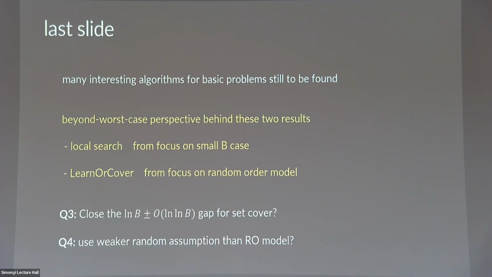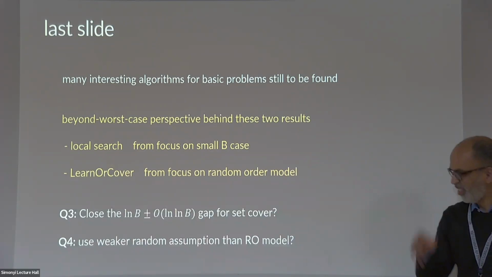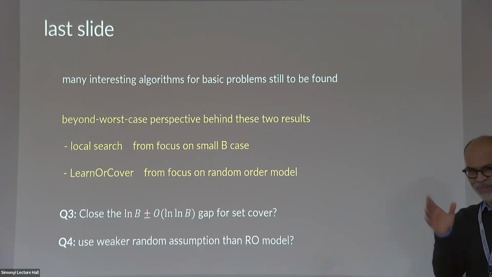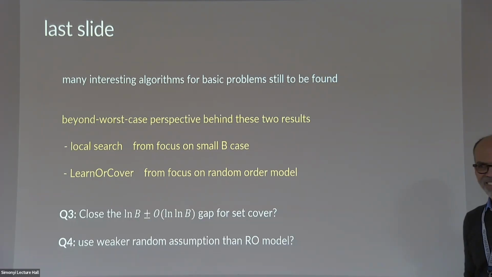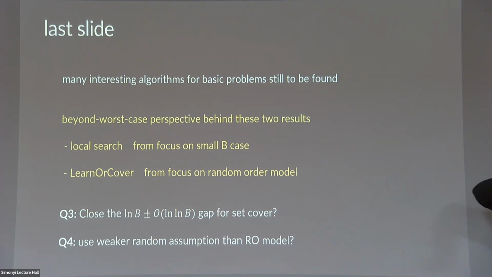So lots of interesting questions. For set cover, can we just close this gap? For the complexity theorists, for the die-hard approximation fans, we should nail this problem. And also in the random order model, I assume that the elements are arriving in purely random order. What if this distribution has high min-entropy, pairwise independence, k-wise independence, whatever. This purely random assumption is very strong. Can you do something weaker than that? So I guess that's pretty much it.